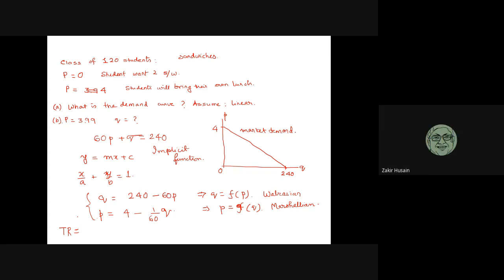So how did that 60 come? It's simply this way. We had 60p plus q equal to 240, right? Yes sir. So 60p is equal to 240 minus q, or p is equal to 240 by 60, which is 4. I'm just dividing it by 60.